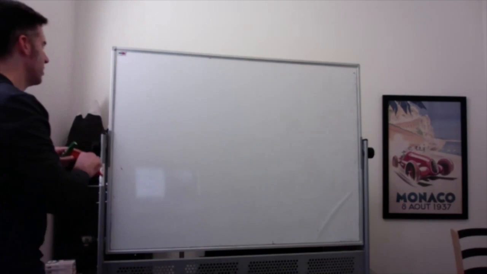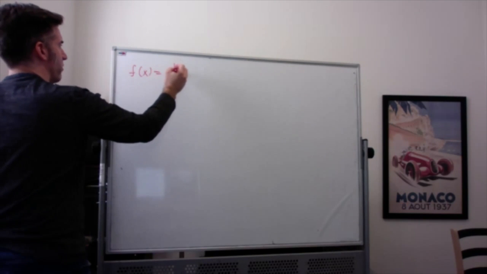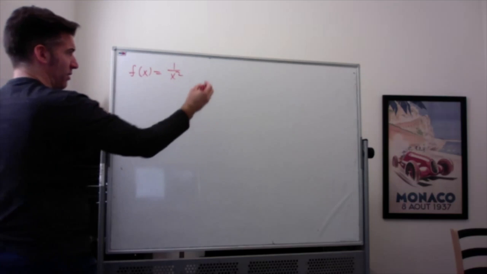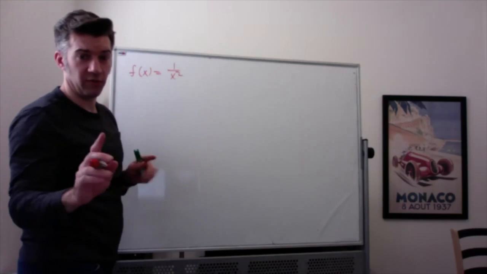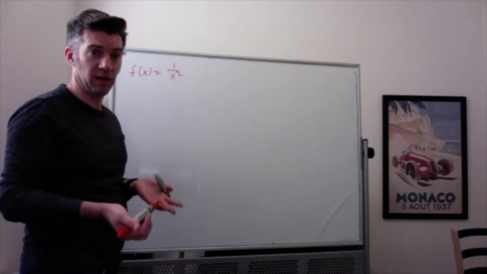So I want to do one more. Let's say I want to find the derivative. Let's say f of x is 1 over x squared, and I want to find the derivative using the limit definition. Now, first, before I find the derivative using the limit definition, let's find the derivative using the power rule.